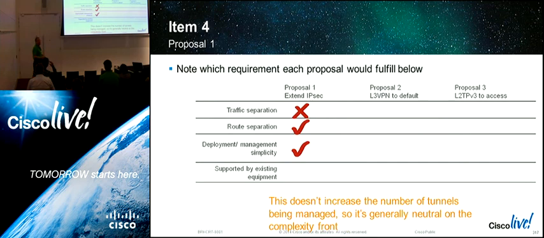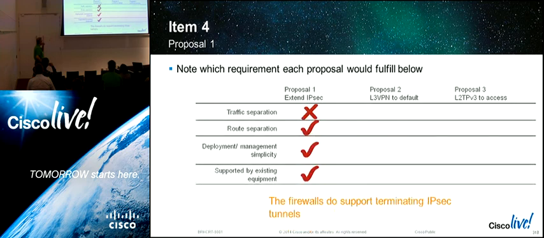Is it relatively simple? It's probably just as easy as what I'm doing today, right? I just have to move my configuration elements from the routers to the firewalls, and the firewall probably has a nice GUI to make it happen anyway, so it's probably relatively easy. And we know that it's supported by the firewall, because we got that information in that email that said, yeah, we can do that.